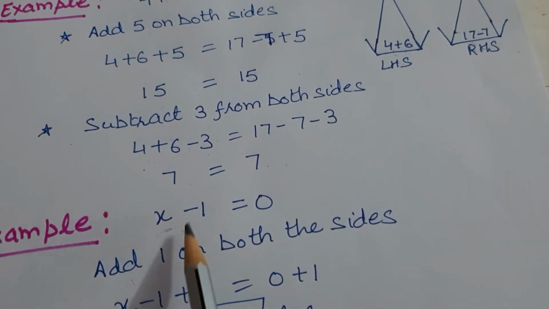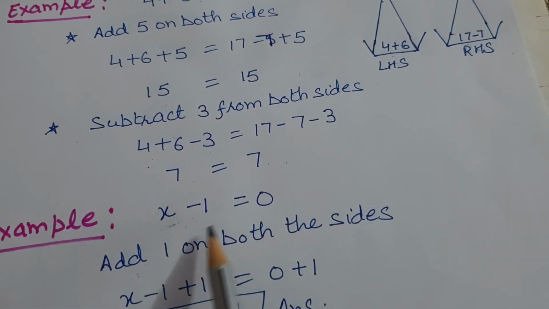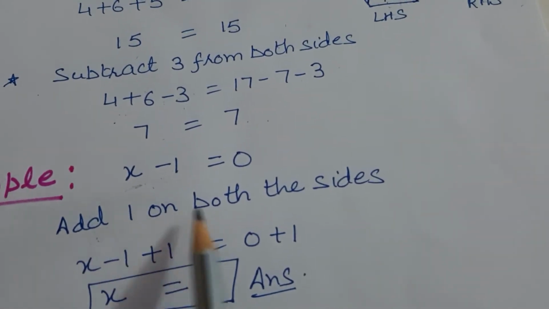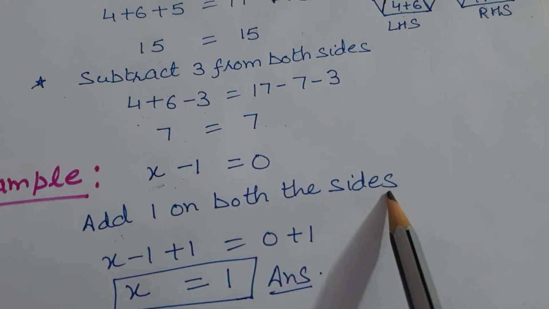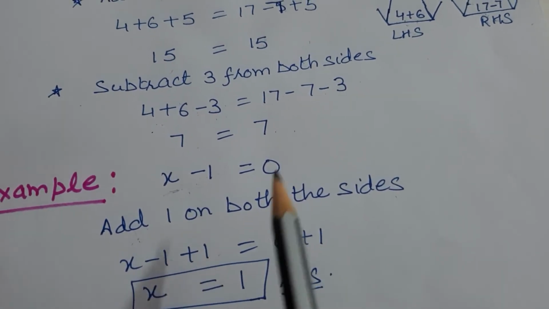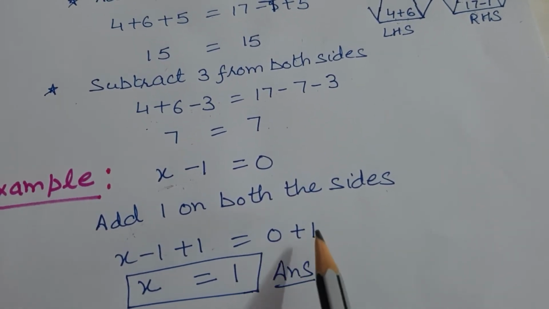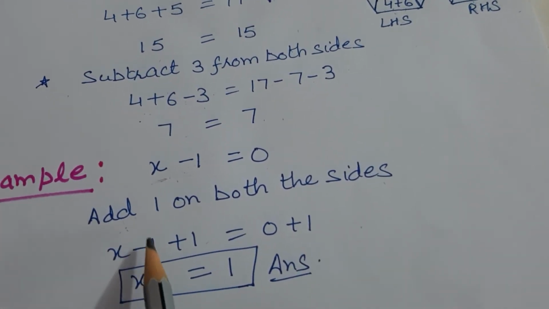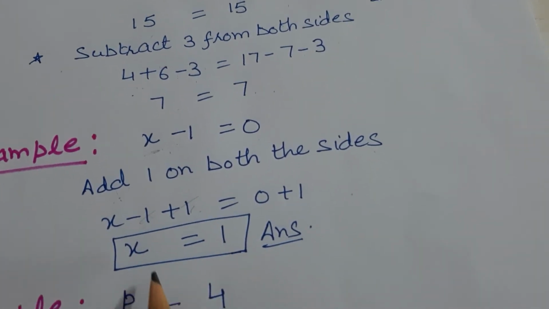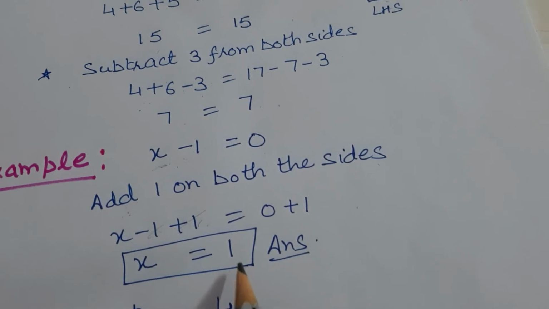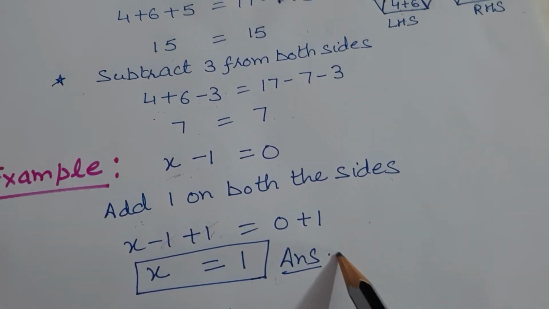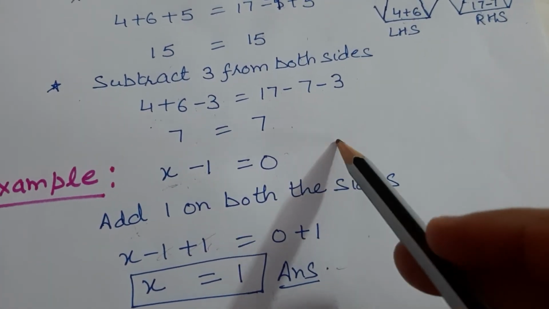Now we have seen from here that if we add, subtract, multiply or divide any number on both the sides, there will be no difference, there will be no change in the equation. So add 1 on both the sides. I'm adding: x minus 1 plus 1, and on the right hand side 0 plus 1. Now minus 1 plus 1, both will be cancelled. So x is equal to 0 plus 1, which is 1. In this way we have found the value of x. It means we have solved the equation.